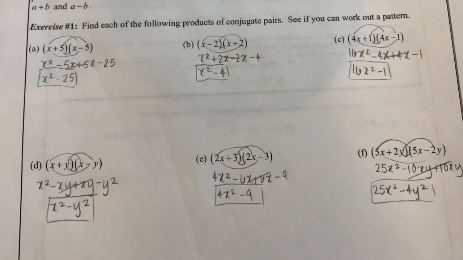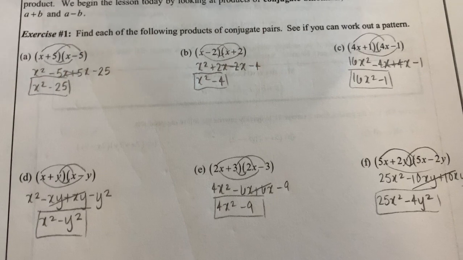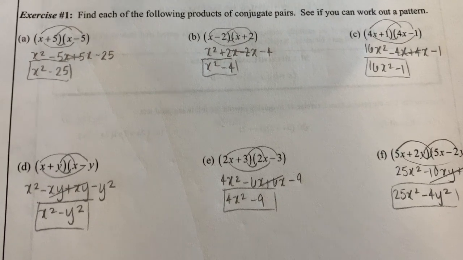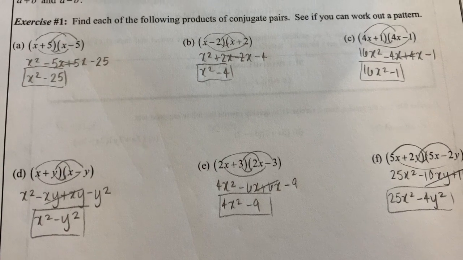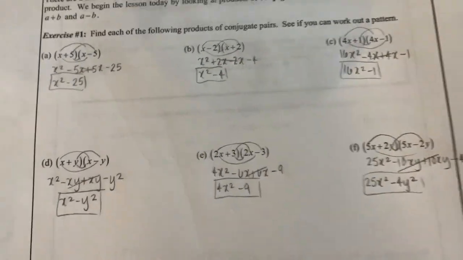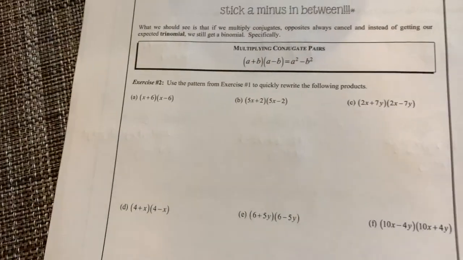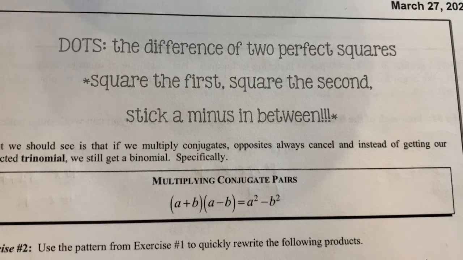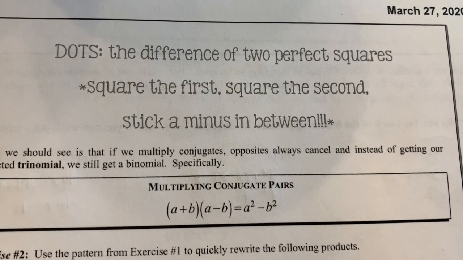So there is a pattern. Whenever you're multiplying two conjugate pairs, which means the two exact same binomials, but one has a plus and one has a minus, there is a pattern you can use. Now, when I was in high school, this is what my teacher used to say: you square the first, square the second, and stick a minus in between.